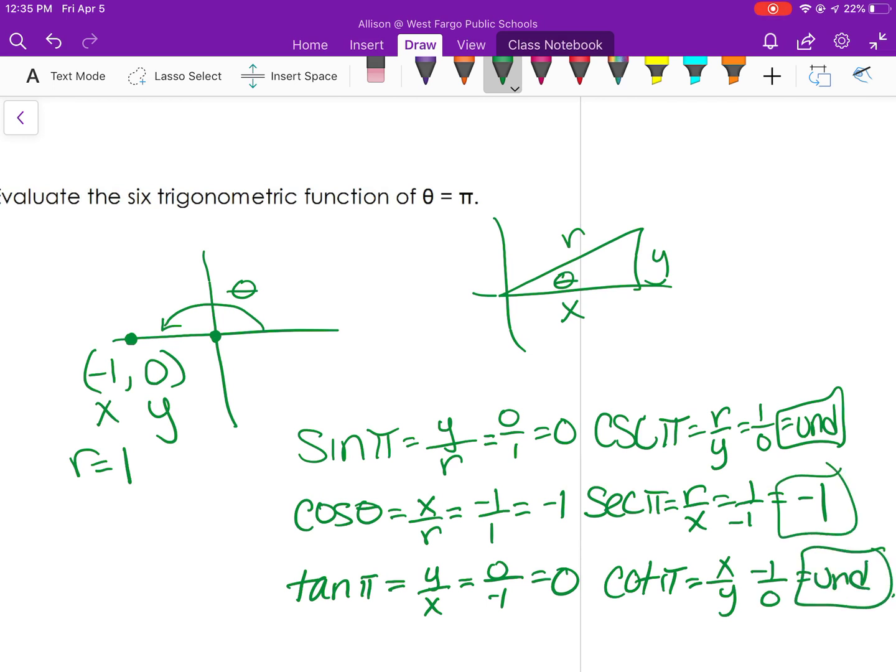So those are my 6 trig functions of that quadrant angle. If it's a quadrant angle, you pick a point on that axis 1 away, so you can use the radius of 1, and then x, y, and then use the same ratios.